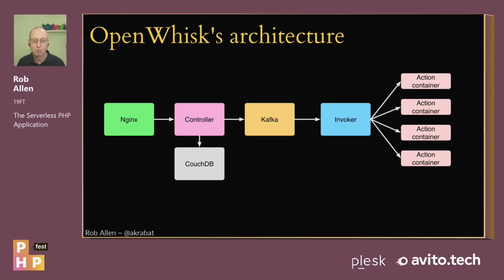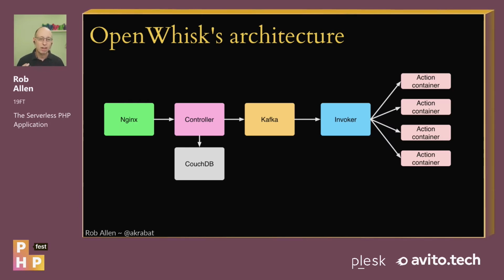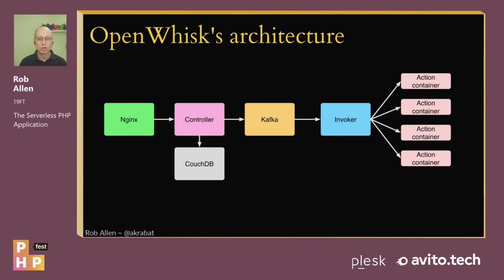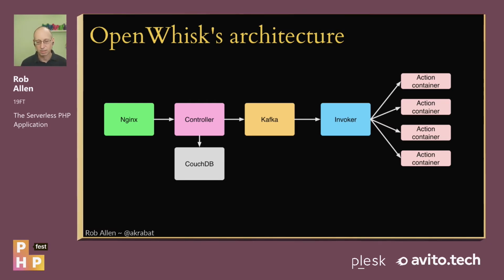We have some sort of input, Nginx in this case. This is our front end. So everything that comes into OpenWhisk comes in as an API call. We have a controller that does all the marshalling and all the work. That's written in Scala. We have a data store, CouchDB in this case, a queuing system, Kafka, and then we have an invoker which does the work. So the invoker starts up a container, and then your code runs in the container. That's the basics of what OpenWhisk looks like.